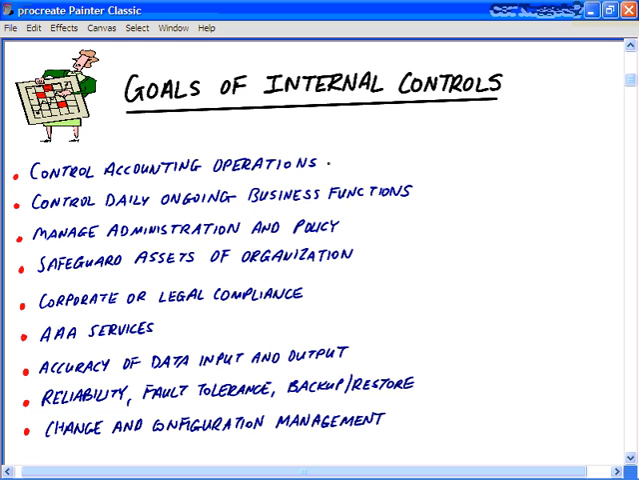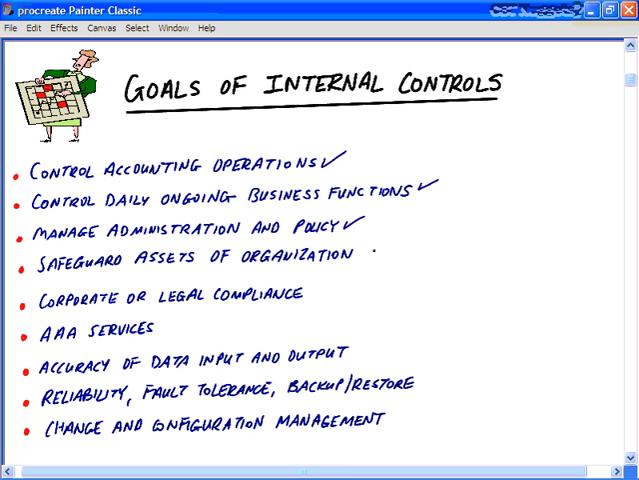There are quite a few goals or objectives of internal controls, and some of these things I'm going to point out here are going to overlap as we look at some of the general procedures or types of controls. But the goals of internal controls, I like the way that rhymes, is basically to control the accounting operations, to make sure that you're controlling the financial aspect of your organization, to control or manage the daily ongoing business functions. Internal controls can help us achieve that as well. To manage administration of systems, administration of data, and policy, implementing security policies and overall usage policies. These are goals of internal controls.